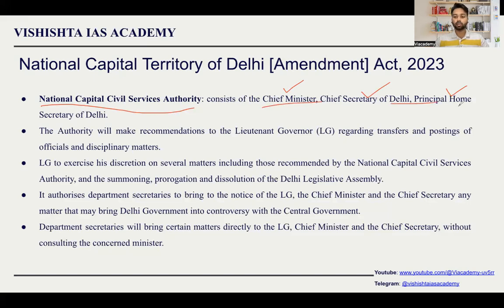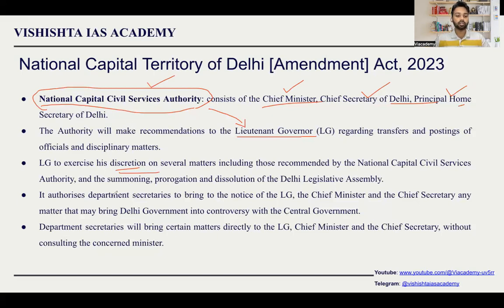Delhi is not like a normal state. It has a special governance system, which we call the National Capital Territory of Delhi. Here the Lieutenant Governor has more power than in any other state. Recently the government has approved this particular authority. This authority will make recommendations to the Lieutenant Governor, but it is not completely binding on the Lieutenant Governor. The Lieutenant Governor can accept the recommendations, or can even ignore them. It's up to the Lieutenant Governor. That the Lieutenant Governor will exercise his own discretion is very, very important for your examination.